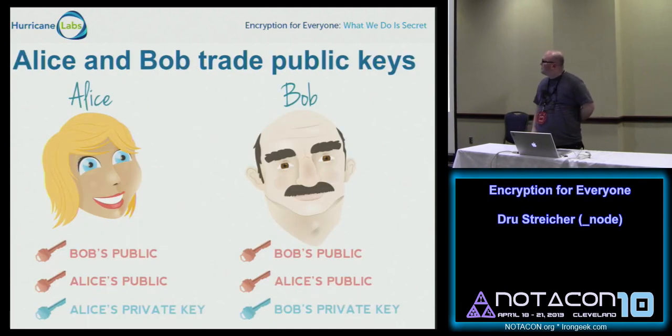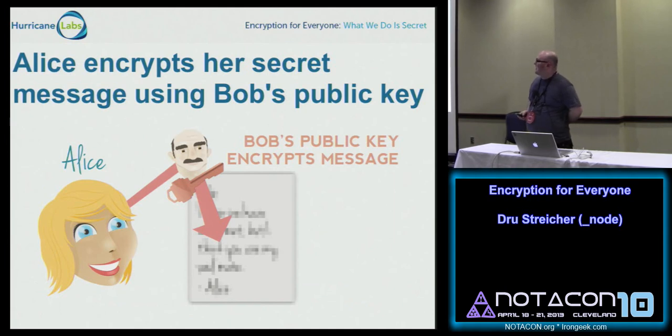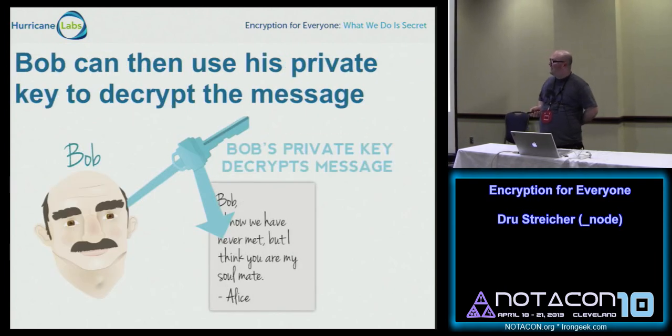So that's what they do. They trade these keys, and Alice will end up with Bob's public key. She has her public key, and she has her private key. Bob, on the other hand, will have his public key, her public key, and his own private key. Because of this, Alice can encrypt a message using Bob's public key, since she knows it, and then send it to him. Then when he gets it, because of the way that the keys work, he will decrypt it with his private key that is only accessible to him on his machine.